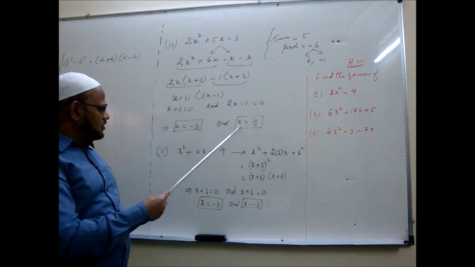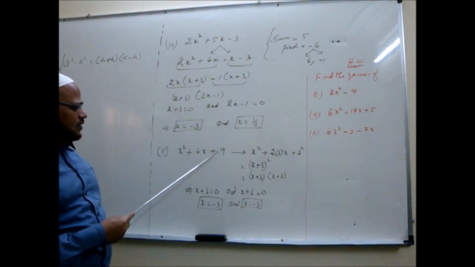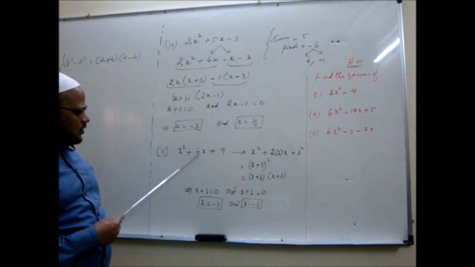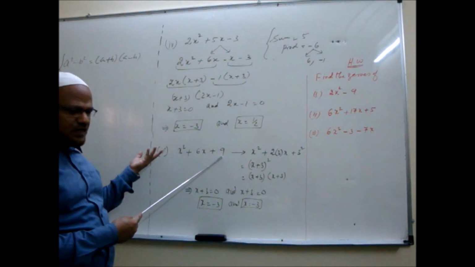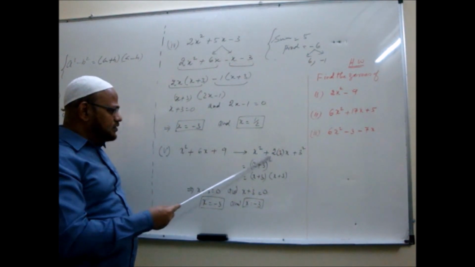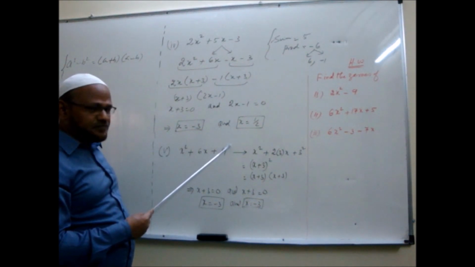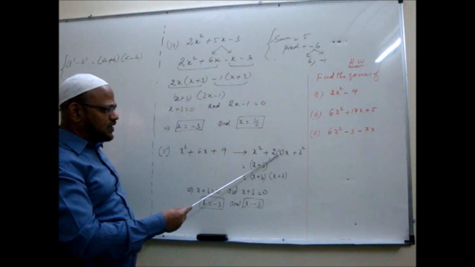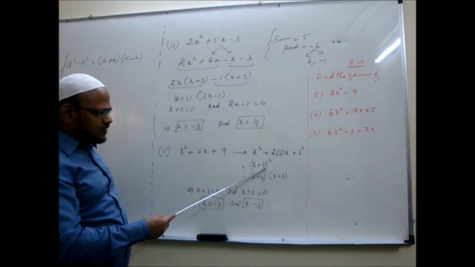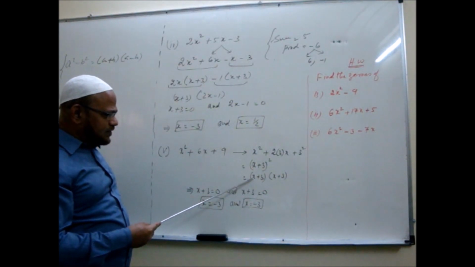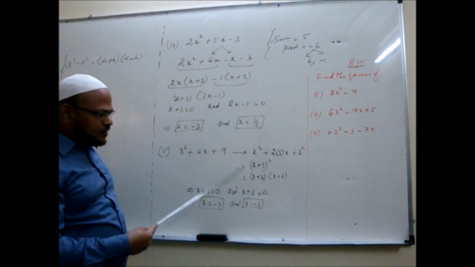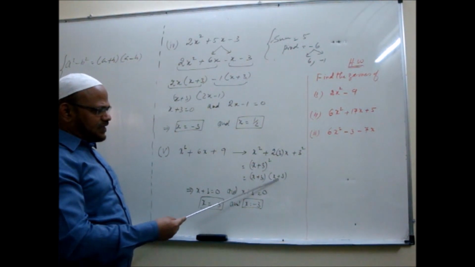Is that clear? Sometimes you can use the identity also. See this question, x square plus 6x plus 9. You can use splitting middle term also, any method. I am using the identity here because it's a square of 3. So a square plus 2ab plus b square. In that form I get x plus 3 the whole square, x plus 3 into x plus 3. If you factorize by splitting middle term, you get the same thing.